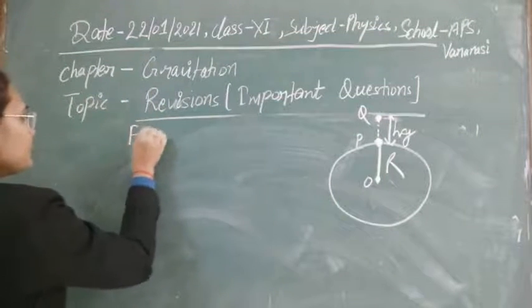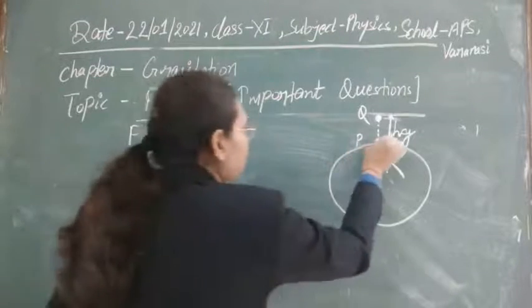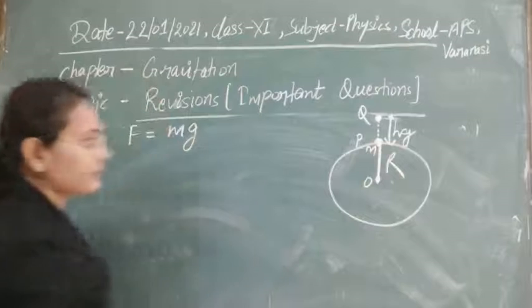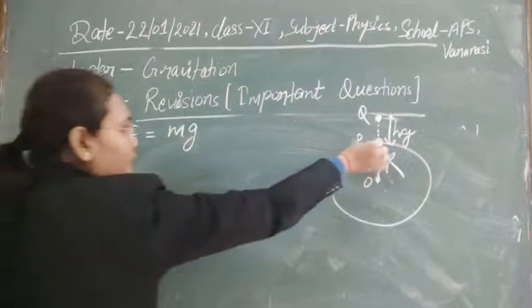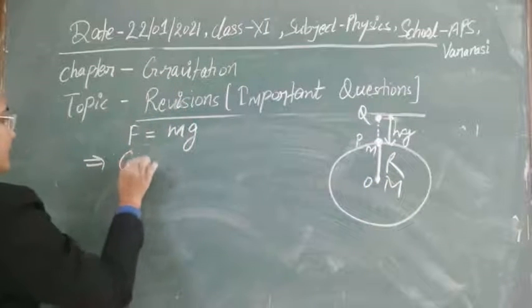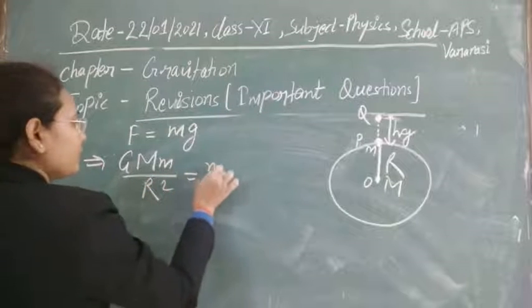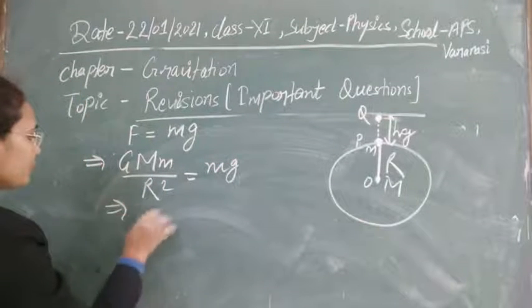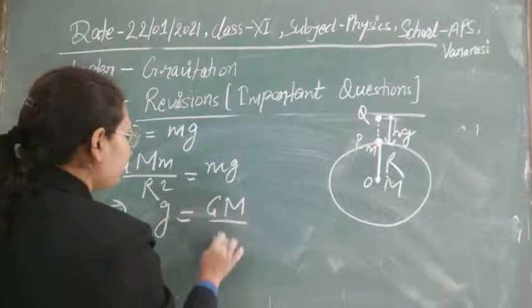First of all, what is the acceleration due to gravity? I just told you, F is equal to m into g. Here m is the mass of this body, and you can write out the gravitational force. If capital M is the mass of the earth, then the force is GMm upon r square. So this is equal to m into g. So we can find the value of g here, that is GM upon r square.